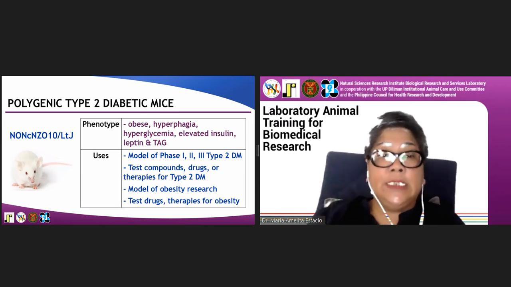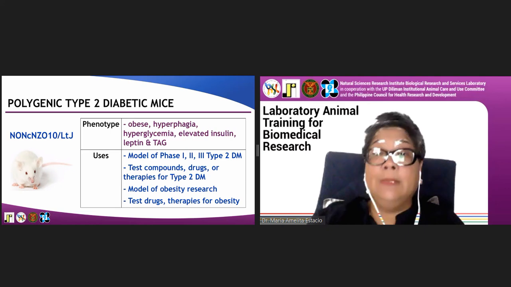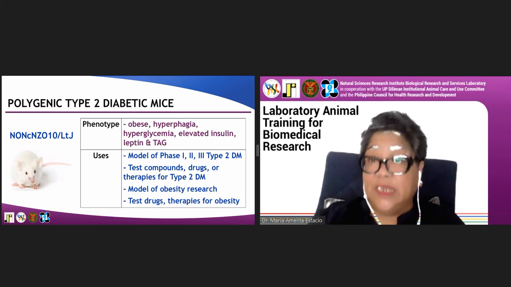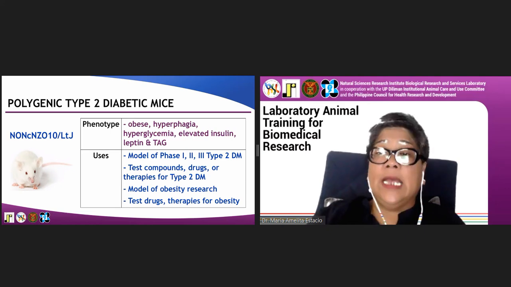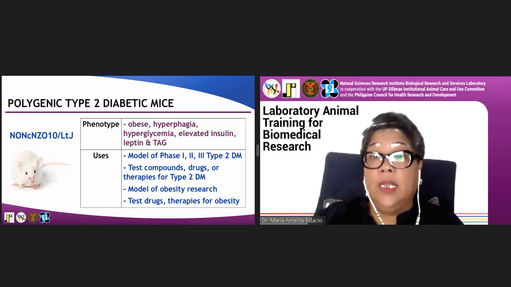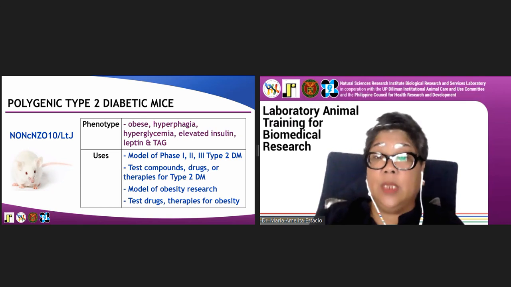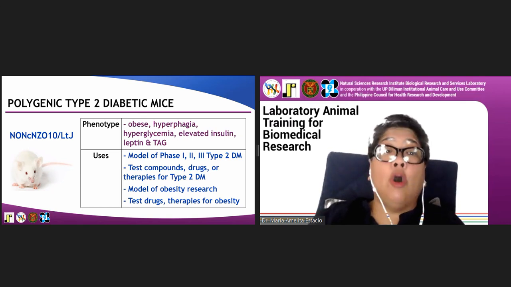But this particular model develops obesity and hyperphagia. It has a very high BGL. It has elevated insulin, leptin, and triglyceride levels. So this is popularly used as a very good model, again, from phase 1 to 3 type 2 diabetes mellitus, as well as for testing new compounds, drugs, or therapies for type 2 diabetes mellitus and obesity.